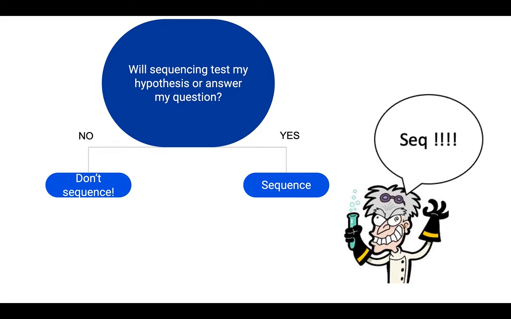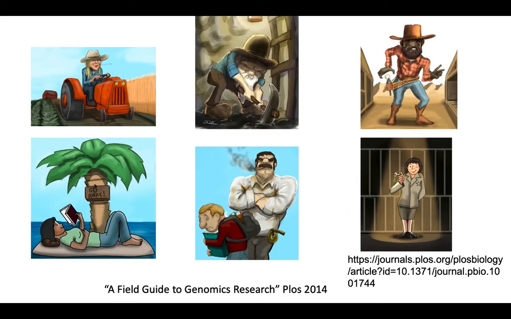But if you do decide to sequence, what we're going to learn in class this week is how to do the analysis. The other thing I want you to think about is what kind of sequencer you are. There's this great paper called A Field Guide to Genomics Research. It talks about the 6 different types of sequencer people, so people who sequence. And I encourage you to check it out because maybe you're sequencing for one of these reasons and that will help you to better plan out your experiments.